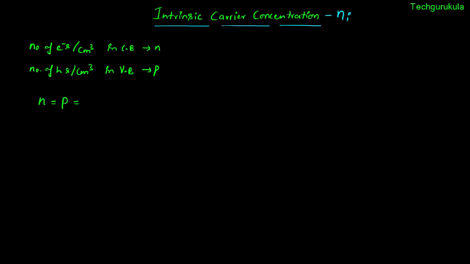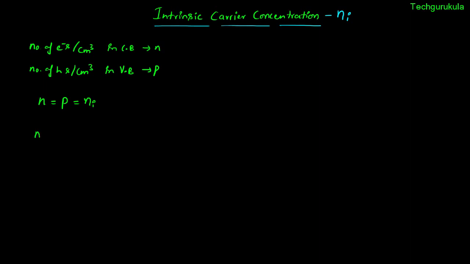We define this to be equal to Ni, where Ni is the carrier concentration in intrinsic semiconductor, which doesn't tell if it is electron or hole because both are the same. So we're going to say Ni is the intrinsic carrier concentration. Concentration means number per centimeter cube, or number per volume.